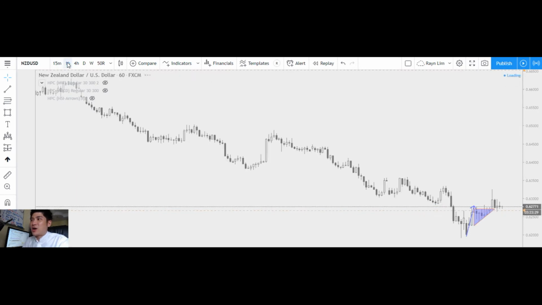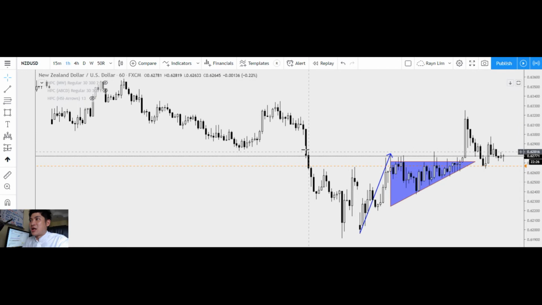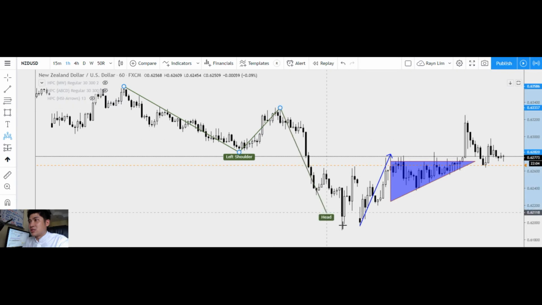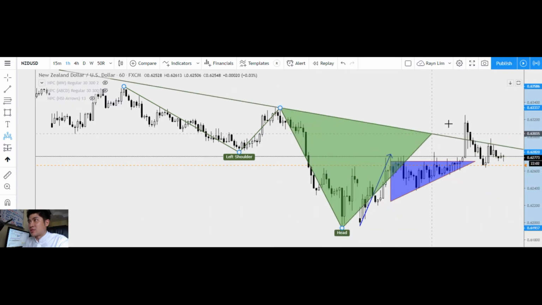Down to the 1-hour, why am I having such double standards on this head and shoulders? The reason is simple. This is an ascending triangle setup. Some people read it as a flag or whatsoever. Doesn't matter, it's just a name. You just have to have your rules spotted well and stuff like that. You can call it whatever. This is the head and shoulders setup once again.